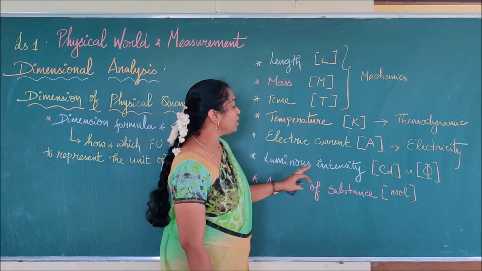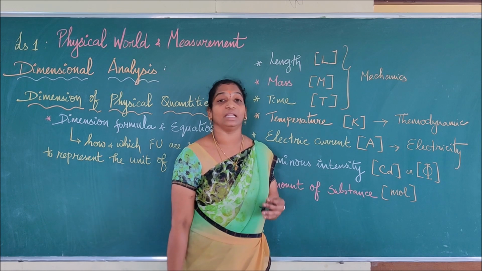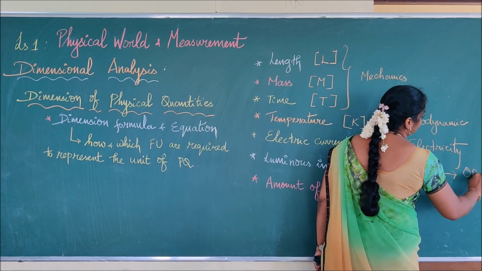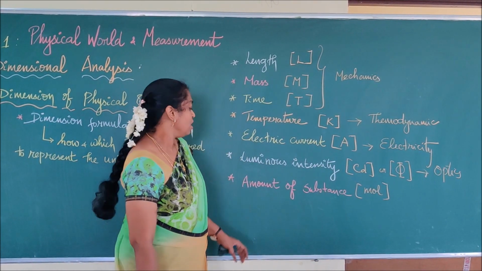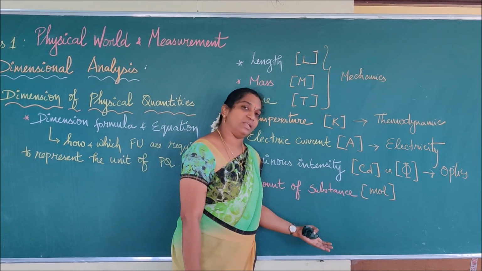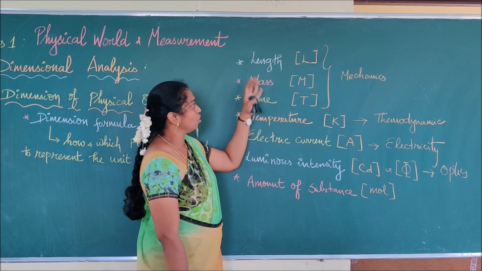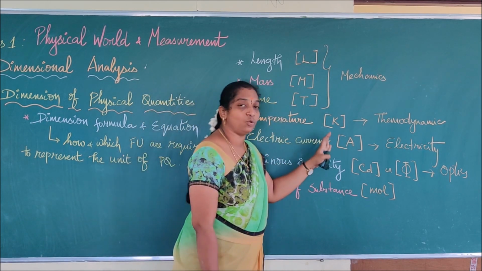Right? Then luminous intensity. It's the intensity that will come under the lesson of optics. So if any quantities come, then we can see these dimensional values. Then amount of substance is mole, which is represented in your chemistry lessons or any chemical substances. So that is your 7 fundamental quantities and their dimensional values.